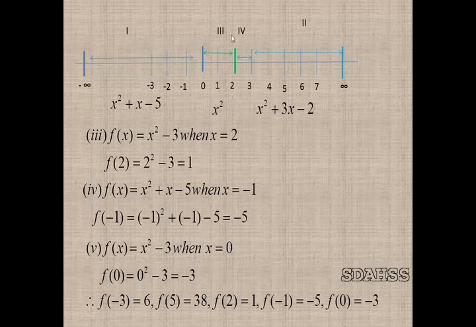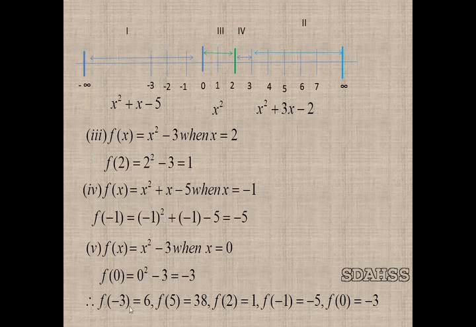0 is located in the fourth interval. So f of x is equal to x square minus 3. Substitute x is equal to 0. So you have 0 square minus 3. 0 square means 0. 0 minus 3, minus 3.